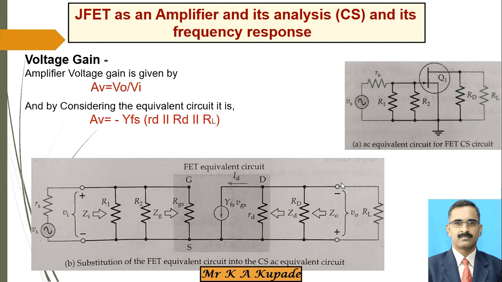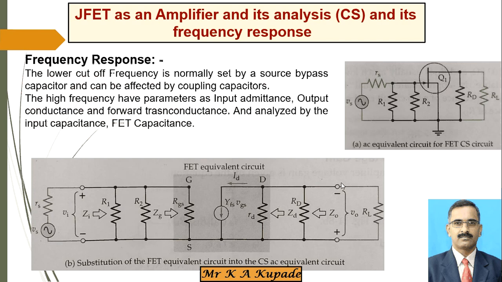Now, by considering all these equivalent circuitry of our amplifier circuit, the voltage gain is given as AV equals Vout divided by Vin. By considering the equivalent circuit, that means all the parameters, it is calculated as AV equals minus gm (rd parallel to RD), which is equal to RL. So this is the voltage gain calculated by considering the equivalent circuit concept.